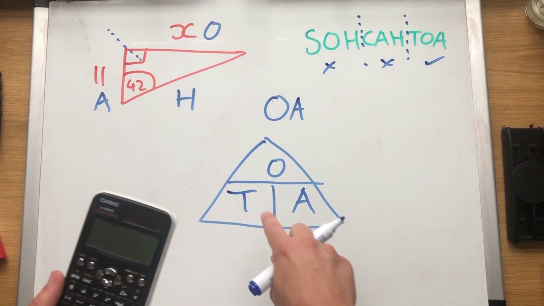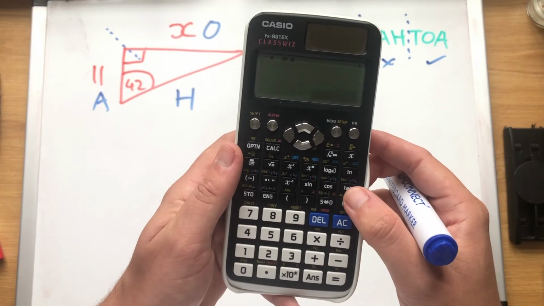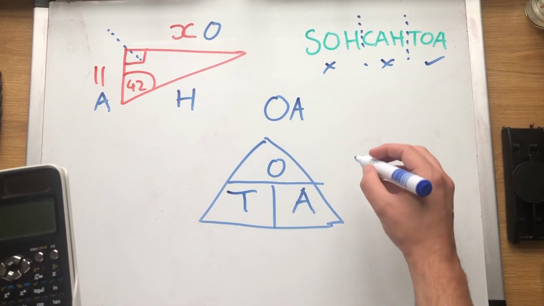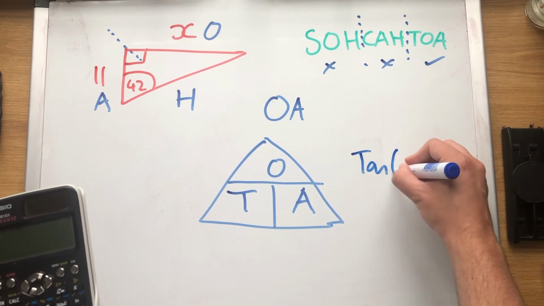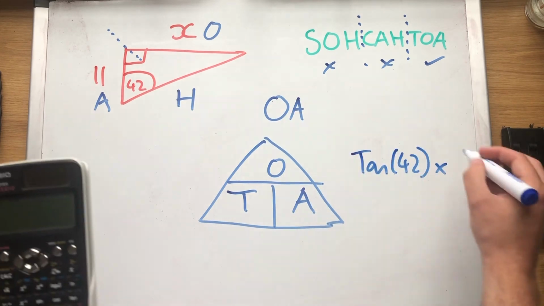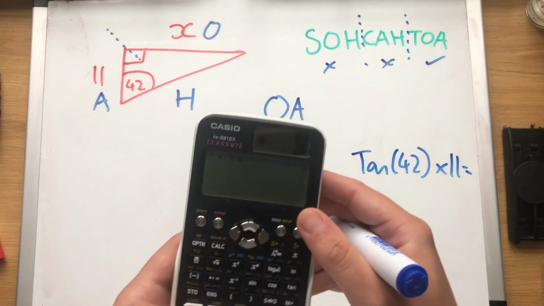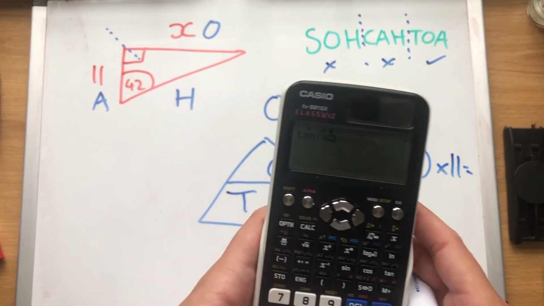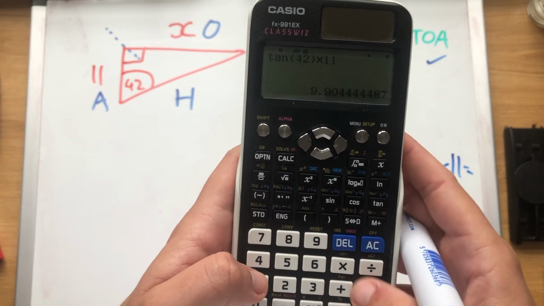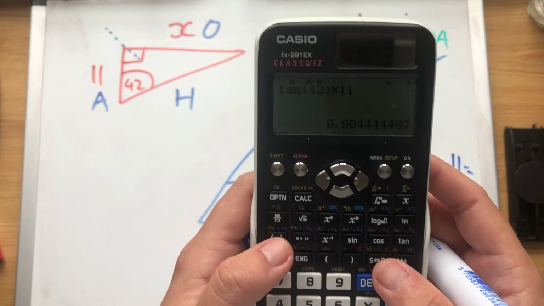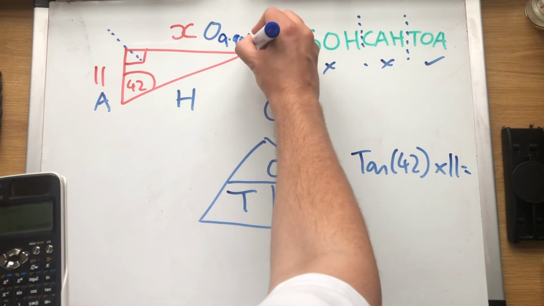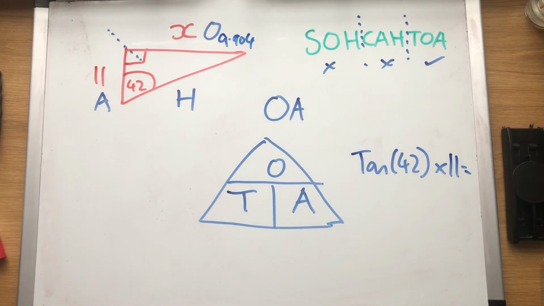So T is tan this time, tan angle. So T, our angle 42, tan 42, times A. A is 11, so tan 42 times 11. And this is how we're going to get tan 42, close the bracket, times 11, 9.904. And that's how we get our opposite. 9.904, and that's how we do it. One final example.